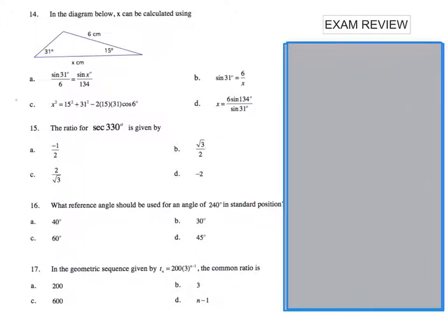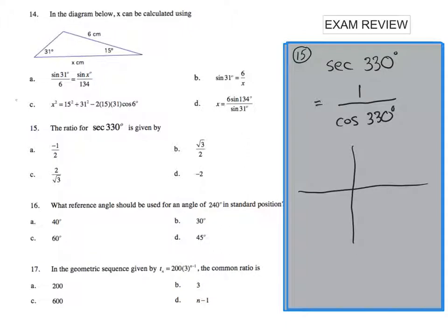And question 15, of course we're not going to do these in order, are we? It would be too easy. Sec 330 degrees, again it's a unit circle. Well, we know that this is the reciprocal of cos, so it's 1 over cos 330 degrees. So if we go to our unit circle by memory, 330 is down here. And if you think about it, this is going to be a 30-degree angle. This is a right angle.